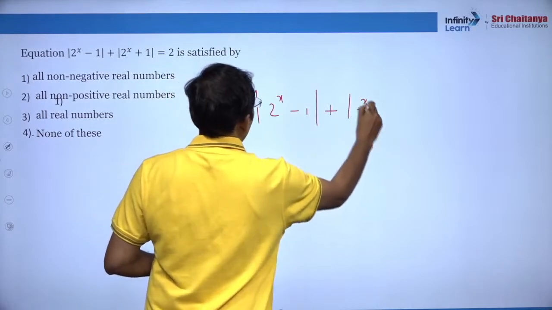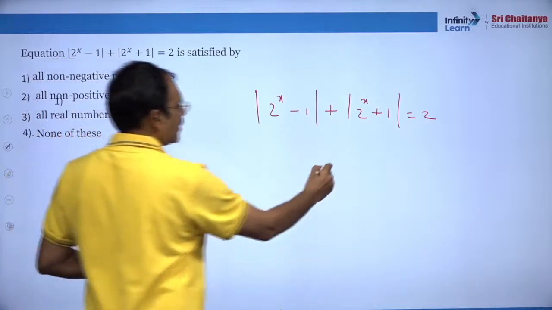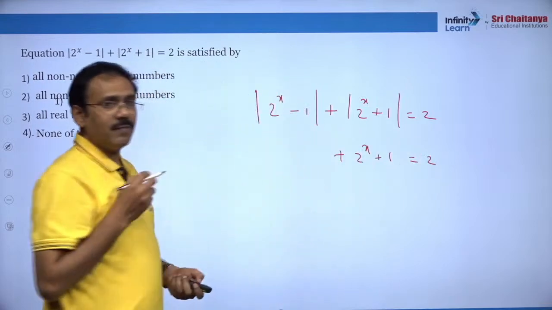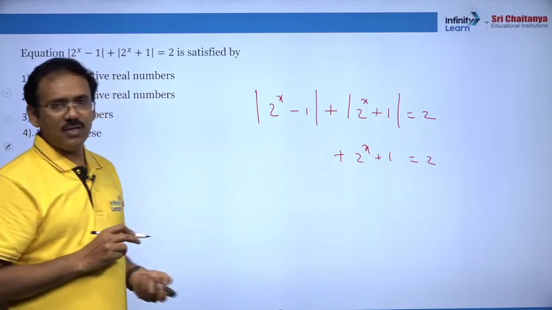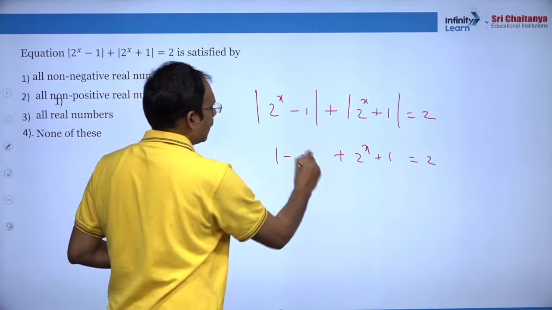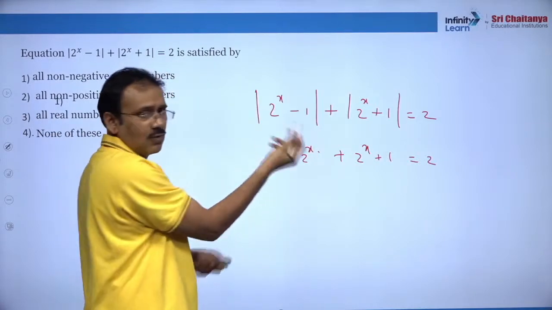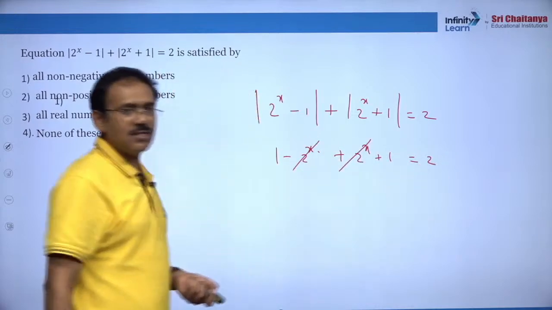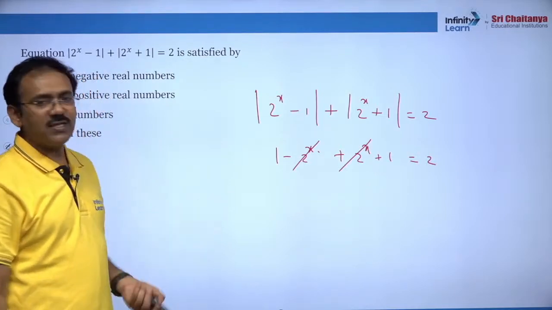Next, dear friends, the equation is modulus of 2 power x minus 1 plus modulus of 2 power x plus 1 is equal to 2. You see, this is always positive, you can write 2 power x plus 1. This one, my dear friends, if x is 0, it is going to be 0. If x is negative, this is negative, which becomes 1 minus 2 power x. Even if x is 0, this is 0, so we can write 1 minus 2 power x, got cancelled, the equation is satisfied. So if x is 0 or negative, this equation will be satisfied.